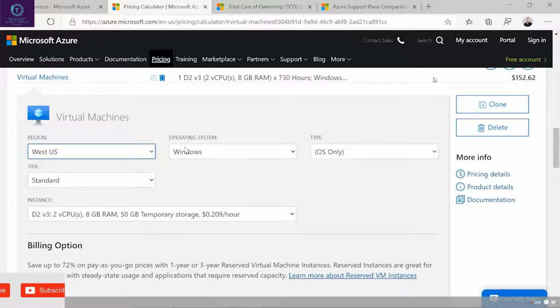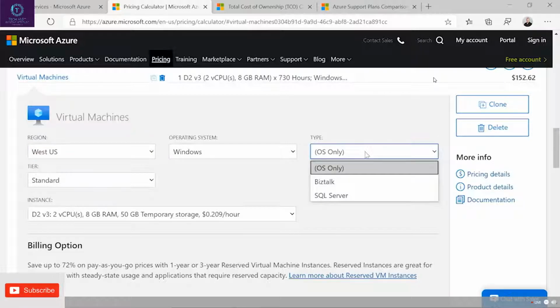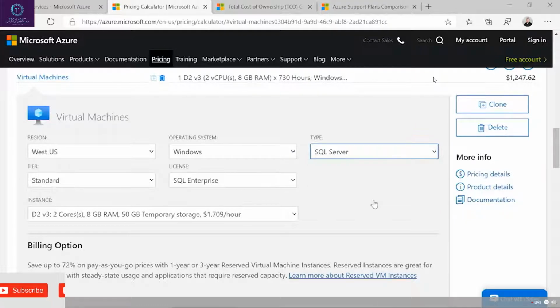Now, remember, this is for the Windows system. What if I want to have some SQL with it? Now, understand what I'm getting ready to do, because you're going to see the number jump quite significantly, because we think you want to buy SQL Enterprise. When I choose SQL here, it's not that I'm going to run SQL on top of this. This means I'm buying a Windows server with a brand new Windows license and a brand new SQL license. And this means I'm going to pay for not only the virtual machine, but also the SQL license. In this case, it defaults to Enterprise. So I went from 152 to a little over $1,200. That's a pretty significant jump.